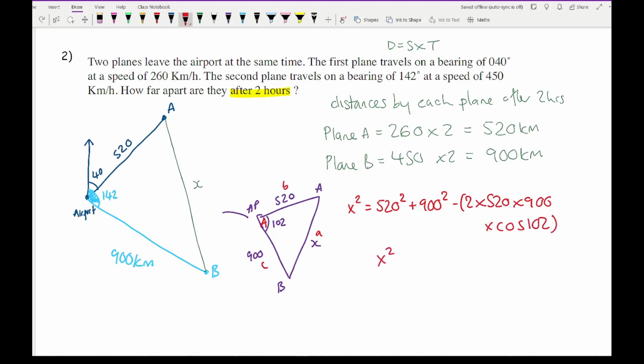And if I type that into my calculator, which I'm going to do right now, I get 520 squared plus 900 squared minus 2 times 520 times 900 times cos of 102. And I get an x squared value, and it's pretty big, so 1,275,005.343. And if I square root that answer, I get an answer of 1129.2 kilometers, and that's to 1 decimal place.